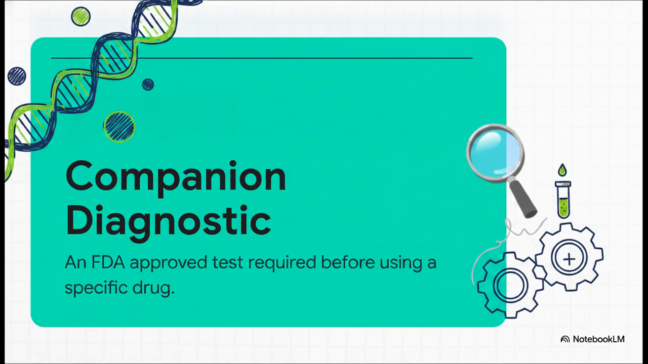For example, a patient has to undergo testing to prove they have an EGFR mutation before a doctor is legally permitted to prescribe the targeted drug osimertinib. The test and the treatment go hand in hand. It makes sure a patient isn't put through a harsh treatment unless we know for sure their tumor has the specific lock that this drug key fits into.